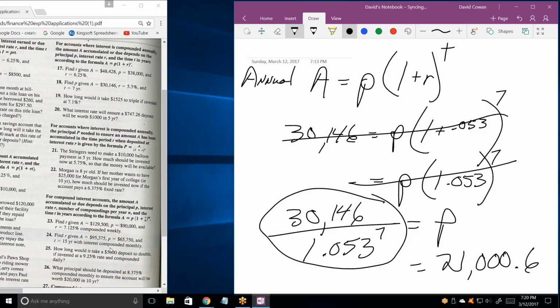So what they're basically saying is that you start with $21,000, and if you can earn 5.3% per year, at the end of 7 years, you're going to grow it to 30,000. In other words, it's going to increase by about 50%. And that makes sense. That's a ballpark figure. It's a good idea to know how fast money grows.